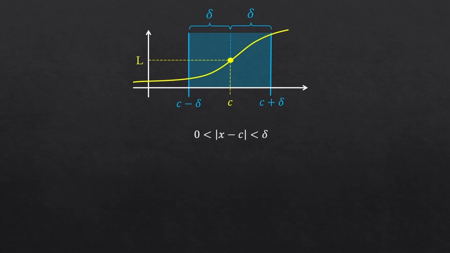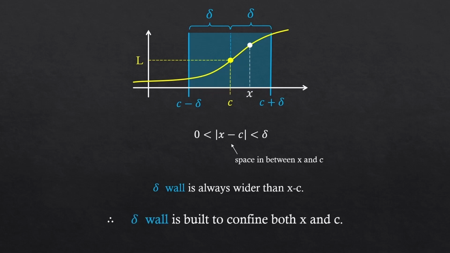So, if you think about it, x minus c represents the space in between x and c, right? The gap. And it's just the delta wall is always wider than that space. That's what that inequality is telling us. It makes sense. Delta wall is built to confine both x and c.